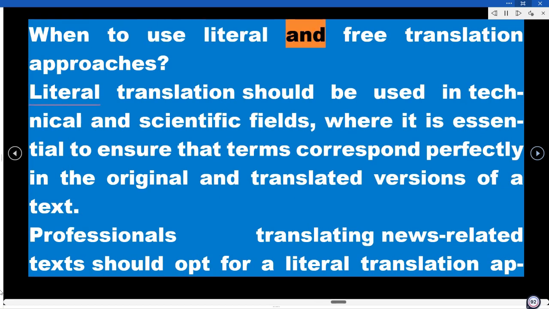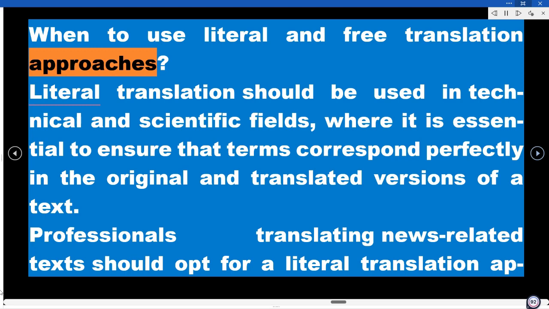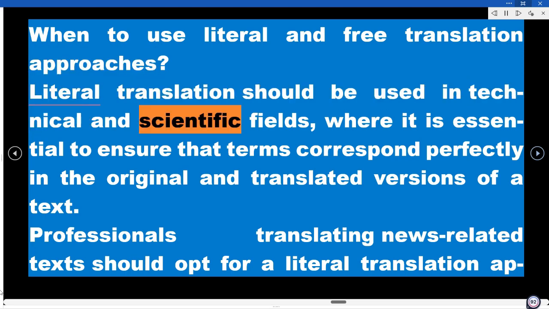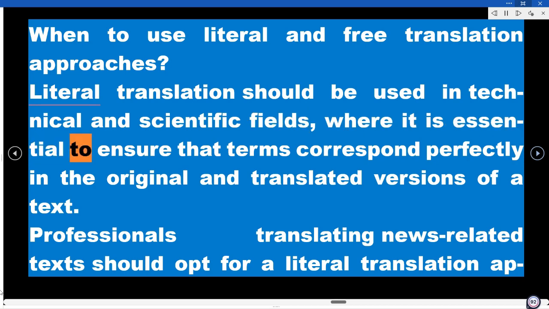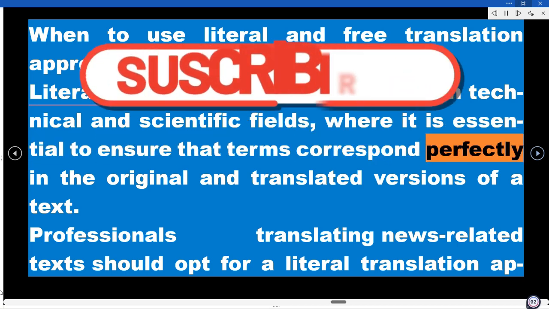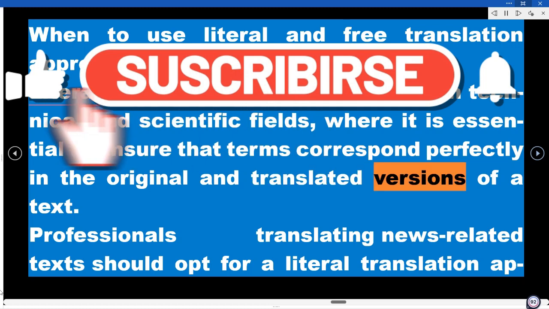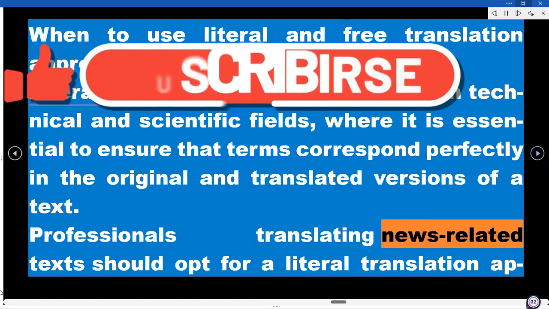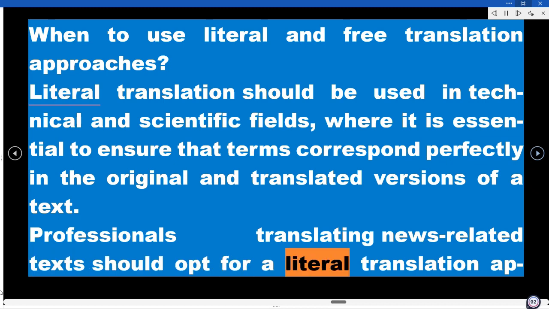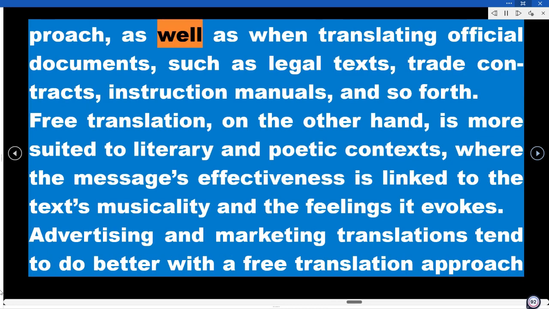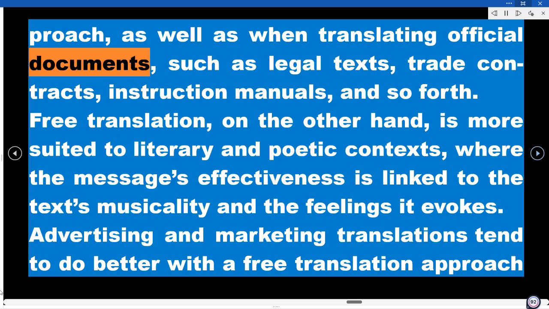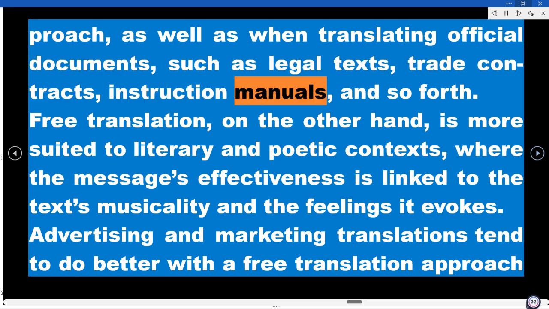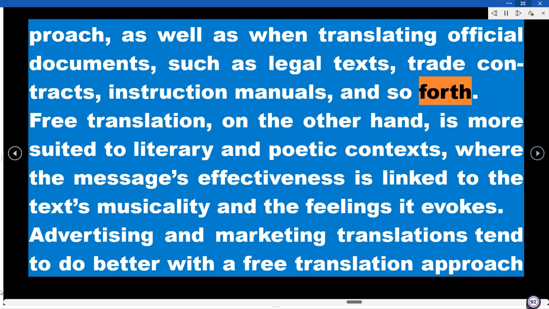When to use literal and free translation approaches. Literal translation should be used in technical and scientific fields, where it is essential to ensure that terms correspond perfectly in the original and translated versions of a text. Professionals translating news-related texts should opt for a literal translation approach, as well as when translating official documents, such as legal texts, trade contracts, instruction manuals, and so forth.